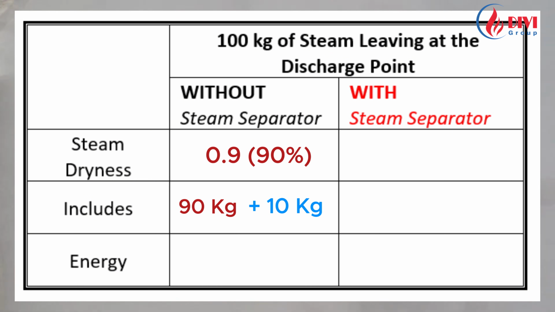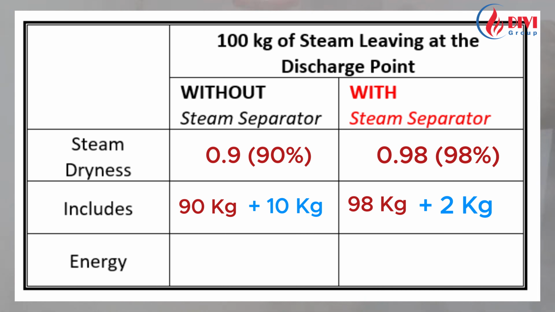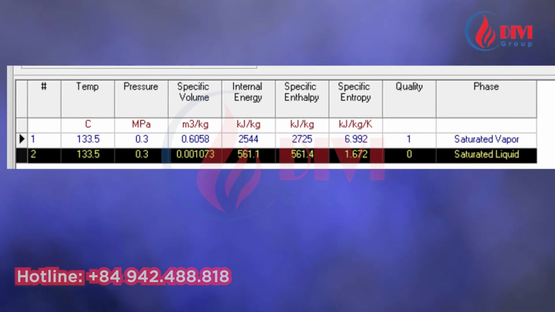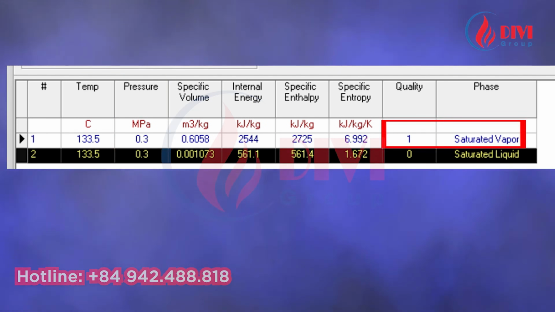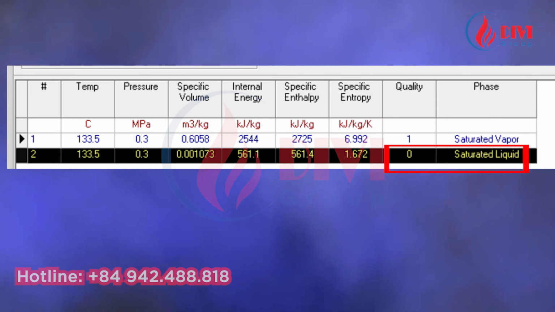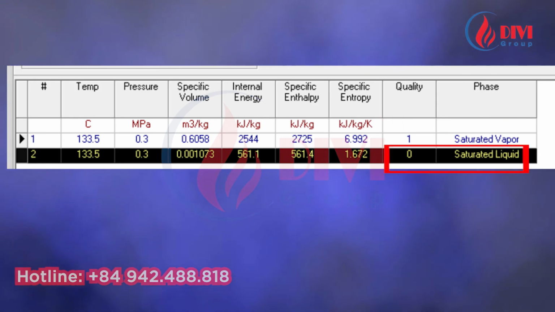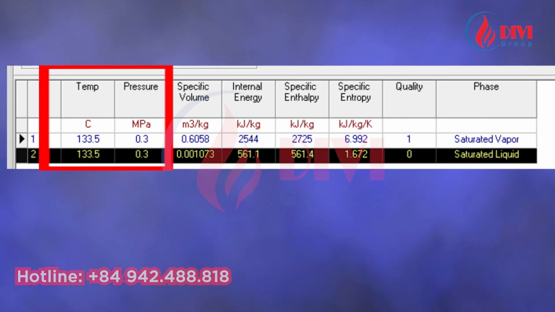Now assume the outlet steam is equipped with a steam separator, achieving a dryness fraction of 0.98. This means that in 100 kilograms of steam, 98 kilograms is dry steam, and only 2 kilograms is water. These are the results obtained from the reference table. Let us assume the boiler operating pressure is 3 bar. Dry steam corresponds to a dryness fraction of X equals 1 in the table. Water corresponds to the case where X equals 0 in the table.